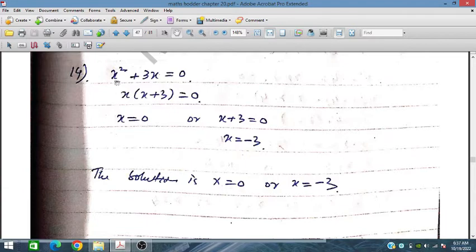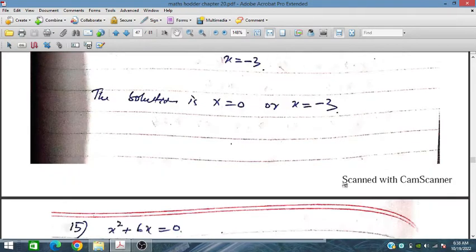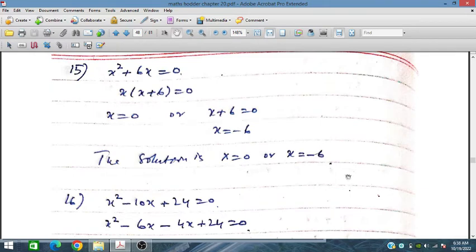Similarly for this one, x square plus 3x is equal to 0. So x taken out common, so x plus 3 is equal to 0. So x is equal to 0 or x plus 3 is equal to 0, and x is equal to minus 3. So this solution is x is equal to 0 or x is equal to minus 3. So for this one, it's x is equal to 0 or x plus 6 is equal to 0 means x is equal to minus 6.